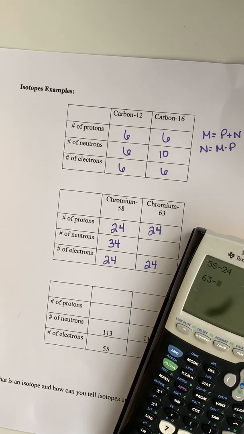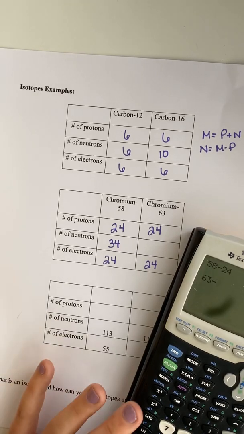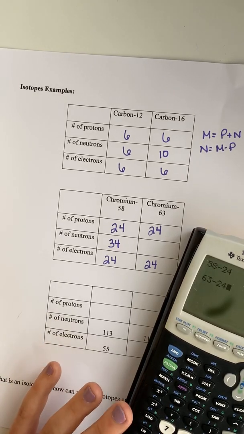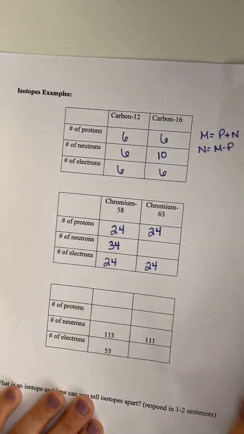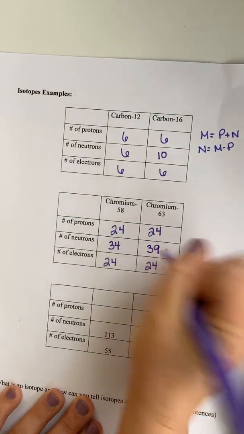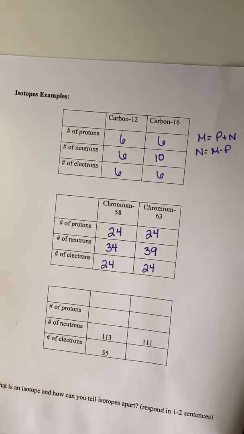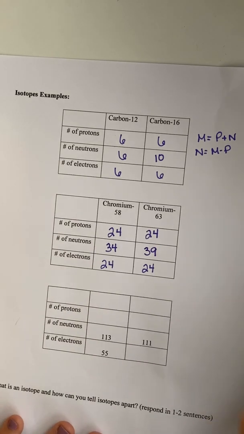I don't know if I said that right. But if we had 25, we would have manganese. See how the proton number changes the element completely? We're not changing the element. We're just changing the mass. So 63 minus that 24 protons. This isotope has 39 neutrons. Hopefully y'all are getting the hang of this.